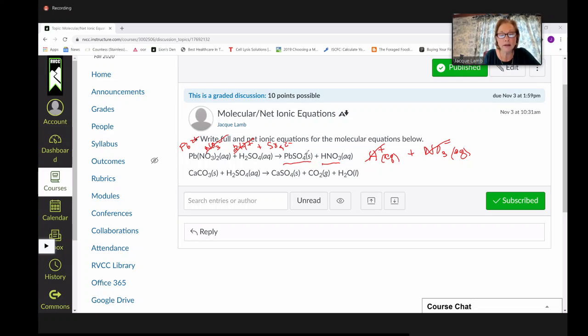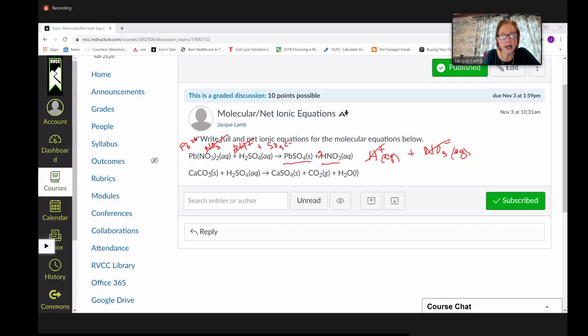Now you have to balance it. It's often easier to balance it in molecular form first. So we have 2 nitrates here, so we'd have to put a 2 in front of the nitric acid. That's going to give us 2 hydrogens. We have 2 hydrogens, so that's balanced. It's 1, 1, 1, and 2.